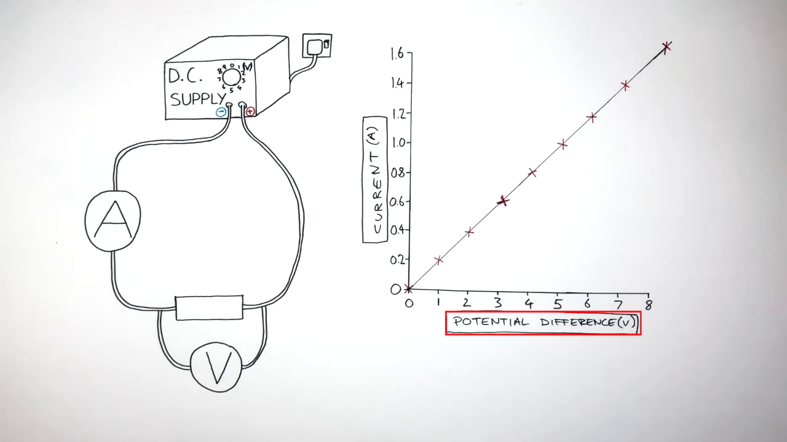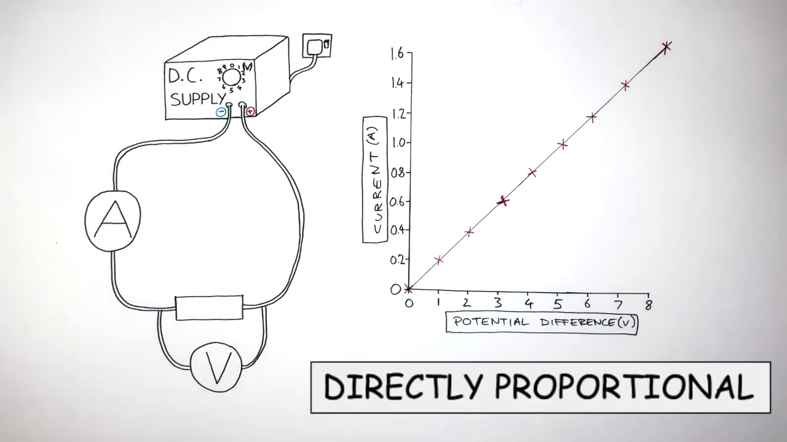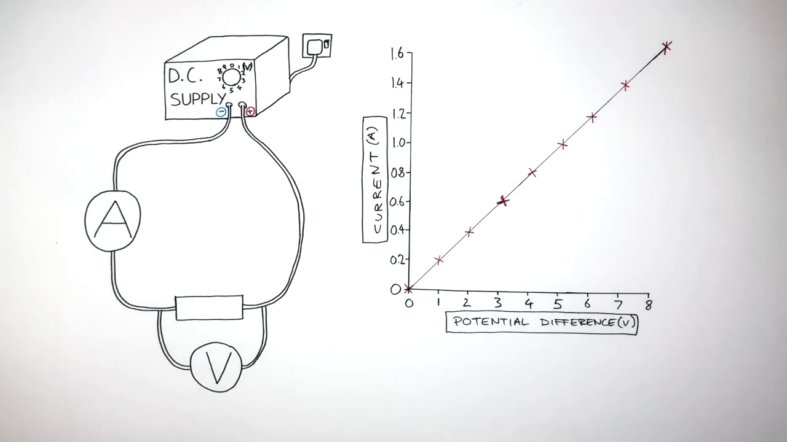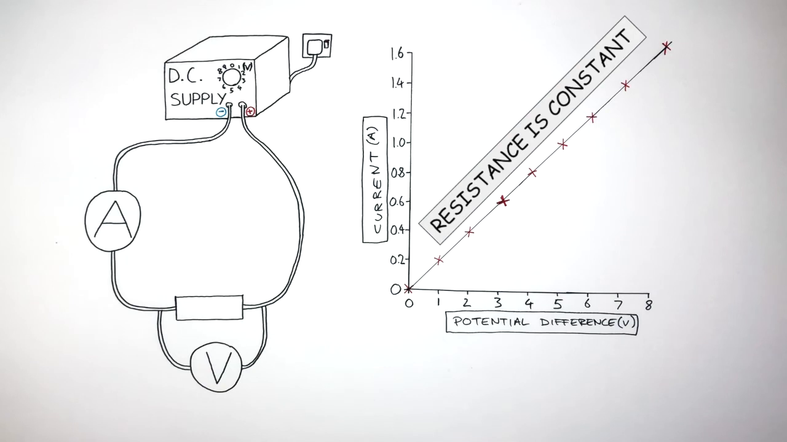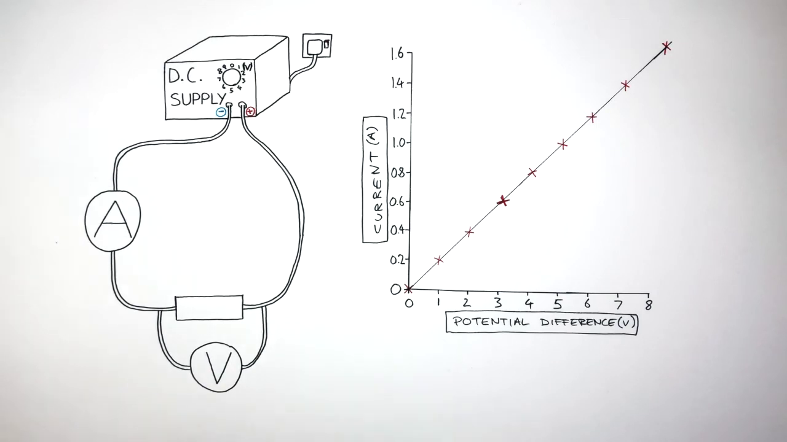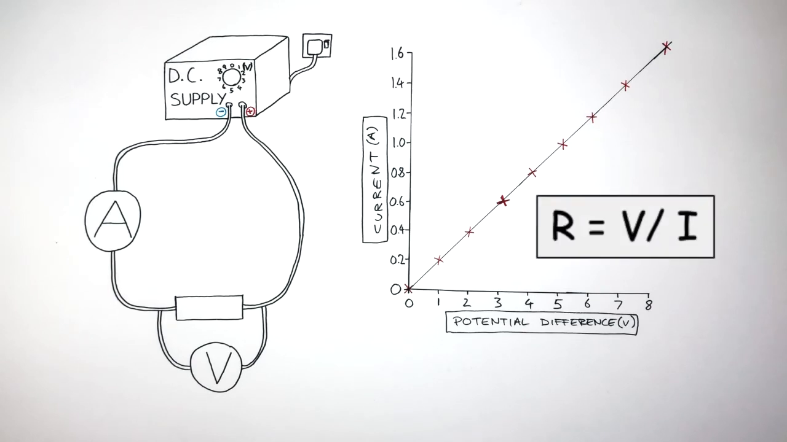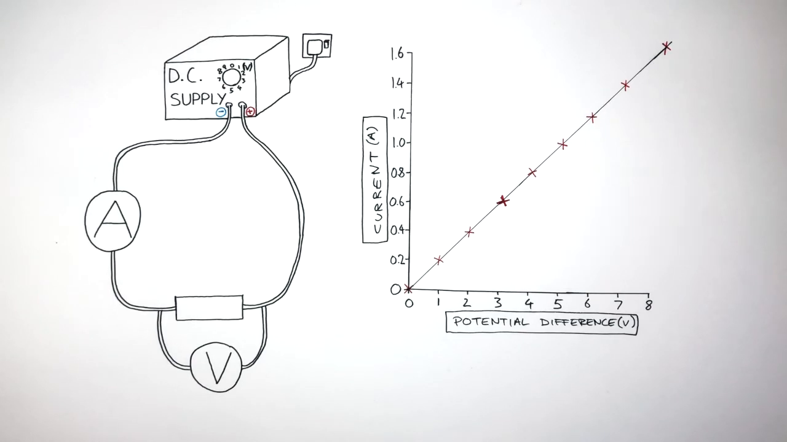Because the potential difference is directly proportional to the current, this means the resistance is constant throughout. So whichever measurements we use, the resistance will always be the same. We can show this using R equals V over I.